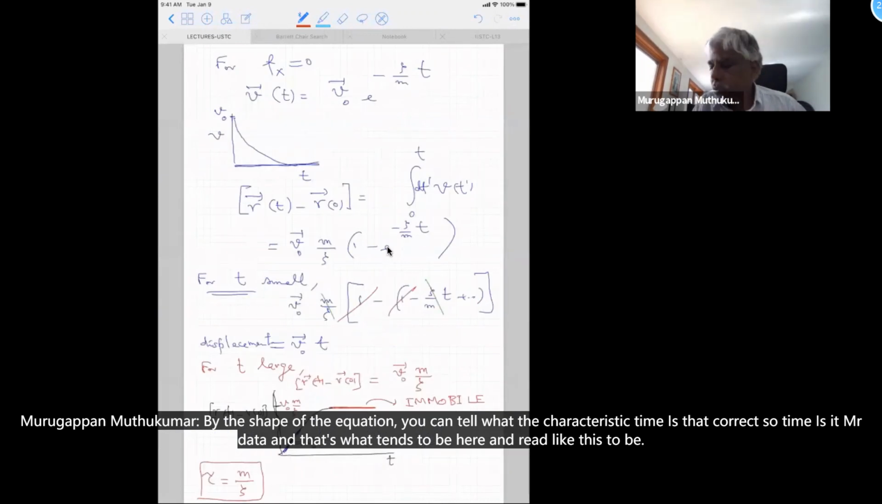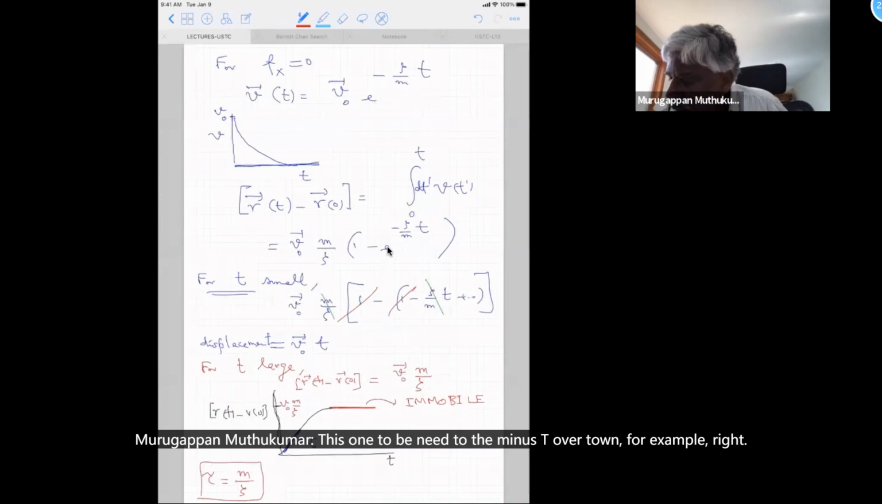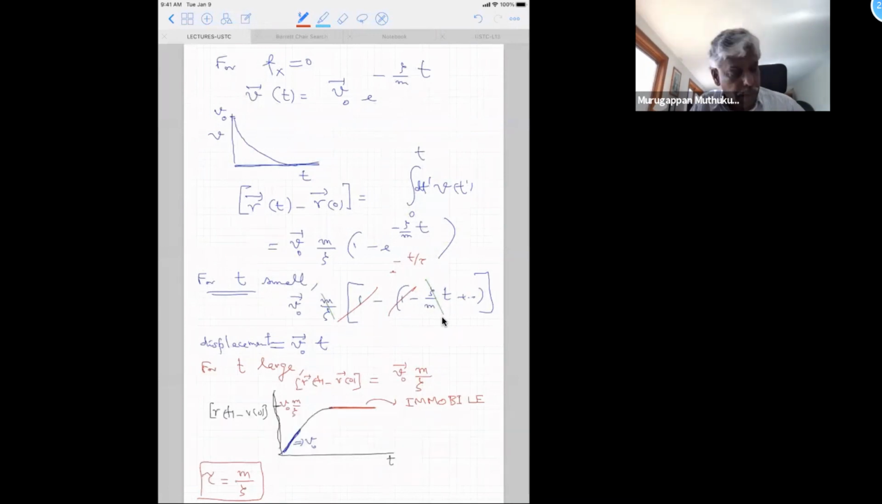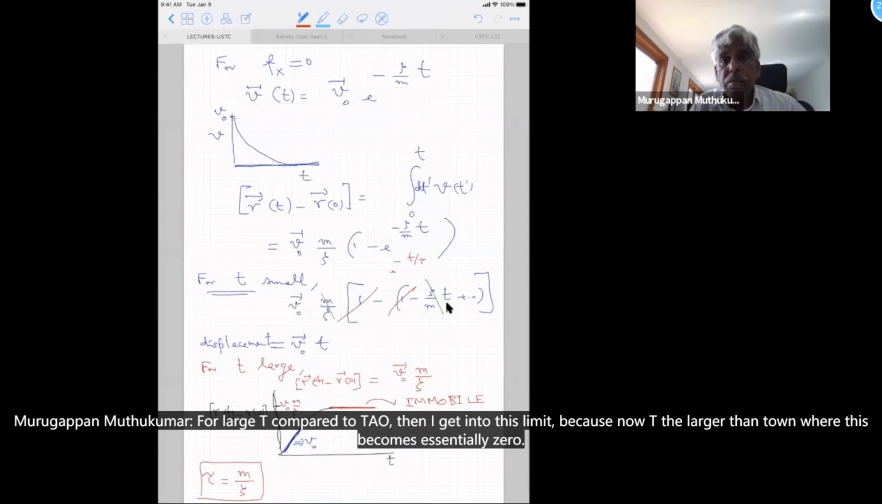I can rewrite this term as e to the minus t over tau, for example, right? And therefore, tau is m over zeta. So when I say time small, that is with respect to that tau, because this expansion is small in t over tau. Only when t is smaller than tau, I can do this expansion. So that tau is m over zeta, right? Now, for large t compared to tau, I get into this limit, because this becomes essentially 0.